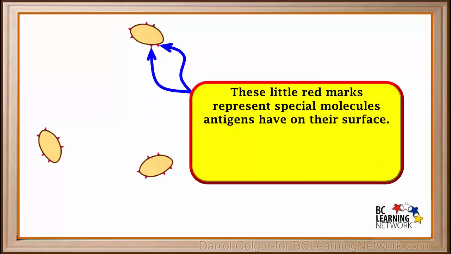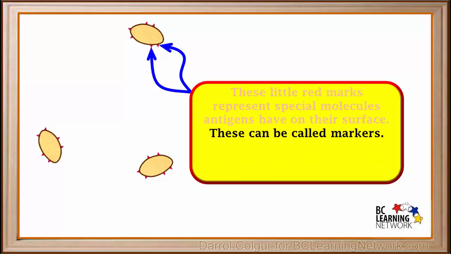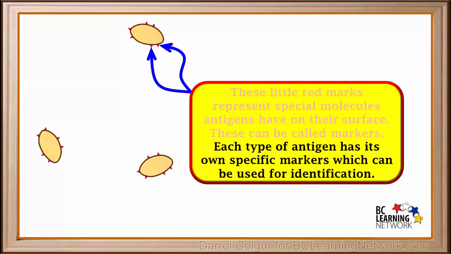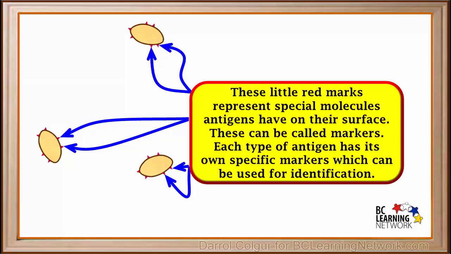These little red marks represent special molecules antigens have on their surface. These can be called markers. Each type of antigen has its own specific markers, which can be used for identification. All of the antigens shown here are the same type, so they have identical little red markers shown on them.